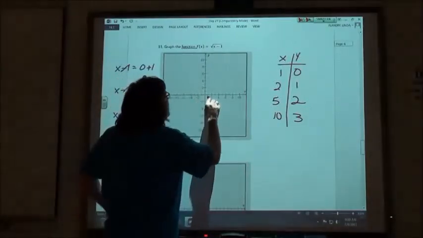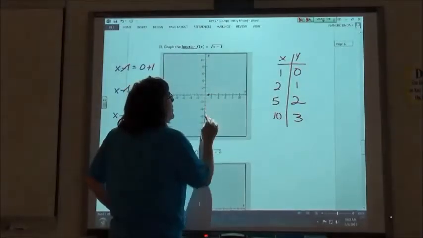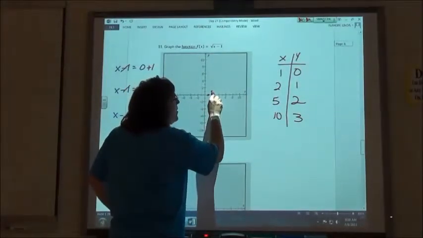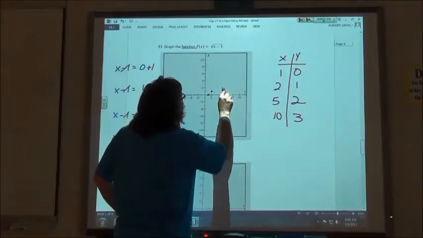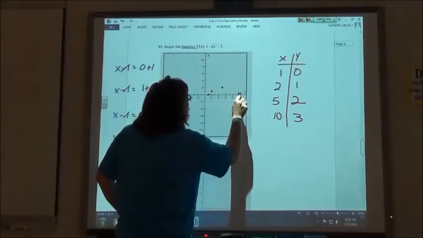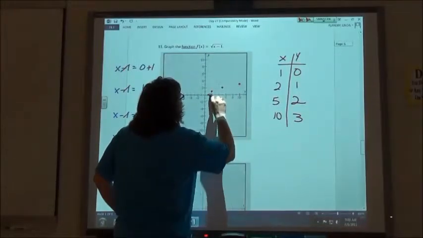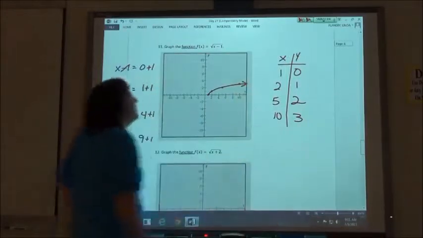So 1 over up 0, 2 over up 1, 5 over up 2, and 10 over up 3. And my graph looks something sort of like that.